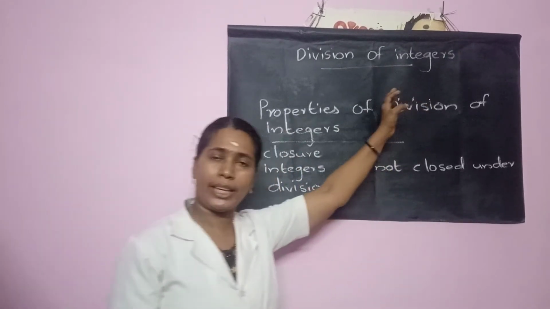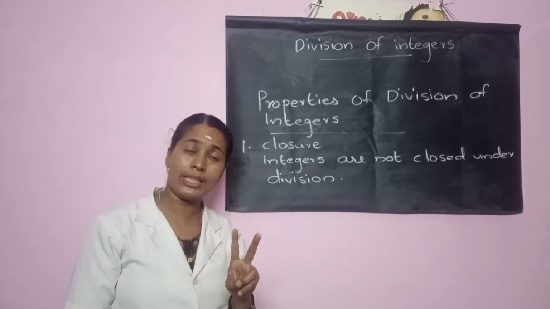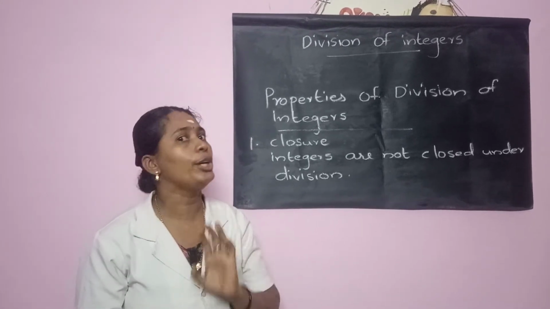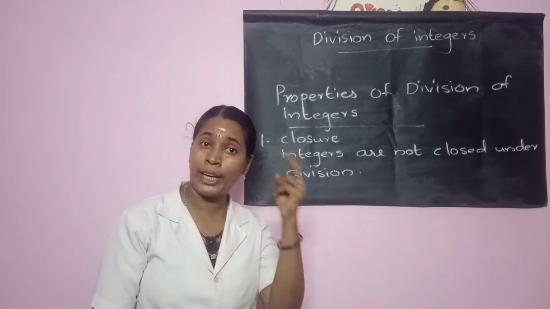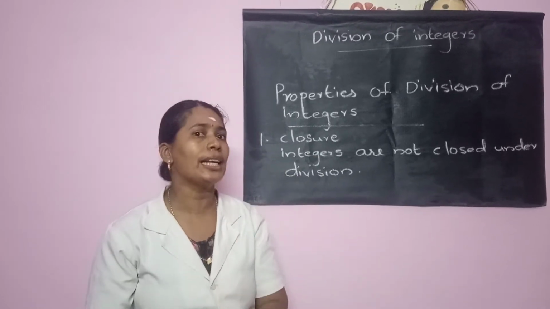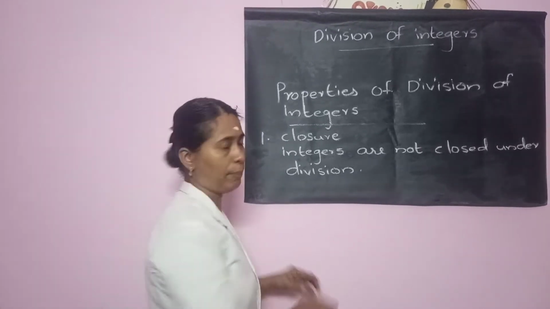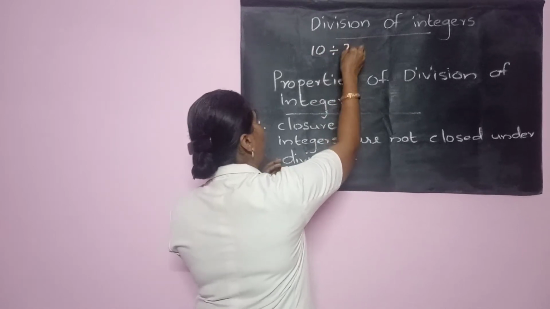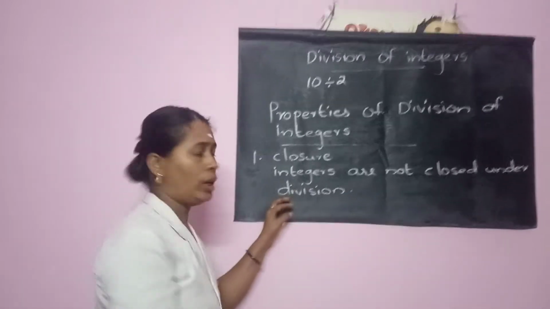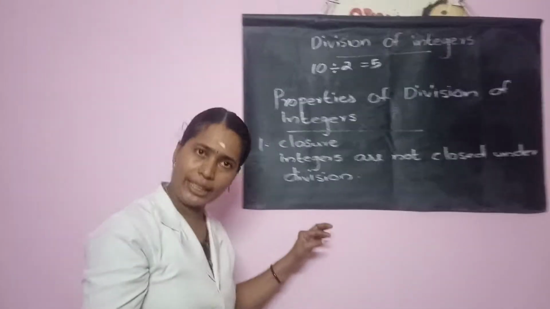But in this case, on dividing any two integers, the answer need not be an integer, isn't it? On dividing any two integers, the answer need not be an integer. For example, when the teacher takes 10 as the first integer and divides by 2, our answer is 5. What can we say? 5 is an integer itself.